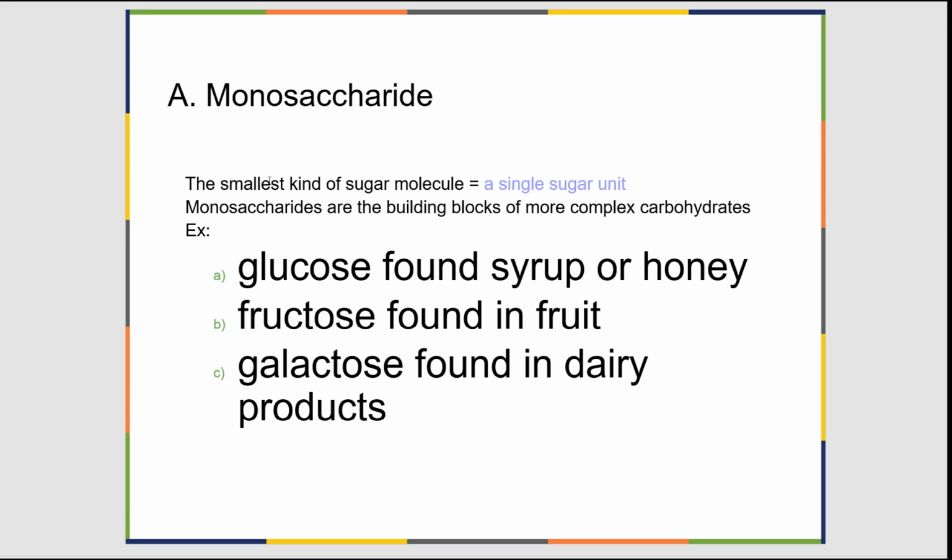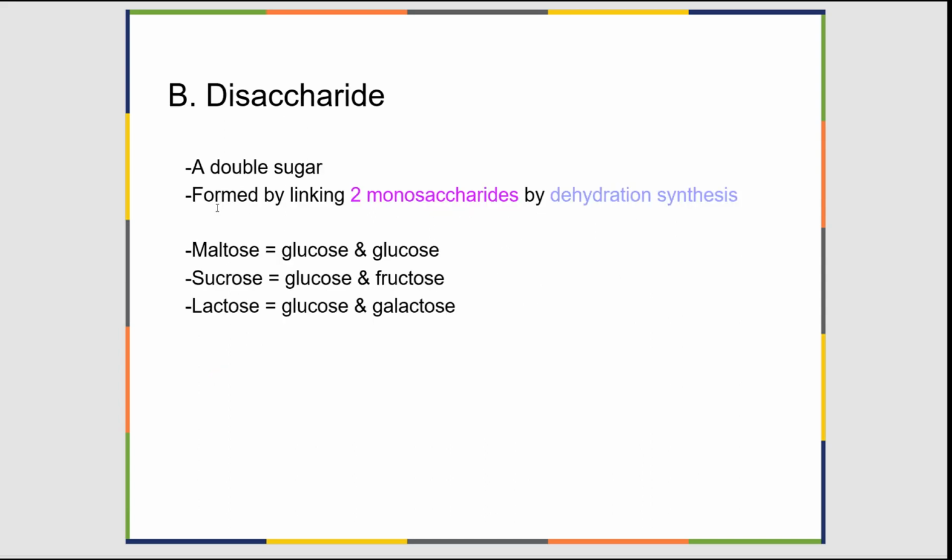The smallest kind of sugar is the single unit. These monosaccharides are the building blocks of more complex sugars. So all the sugars in the world that we're going to ingest are a combination of these 3 basic: glucose, fructose, and galactose. Glucose is your syrups and your honey. Fructose are things that are found in fruit. And galactose is found mostly in dairy products.